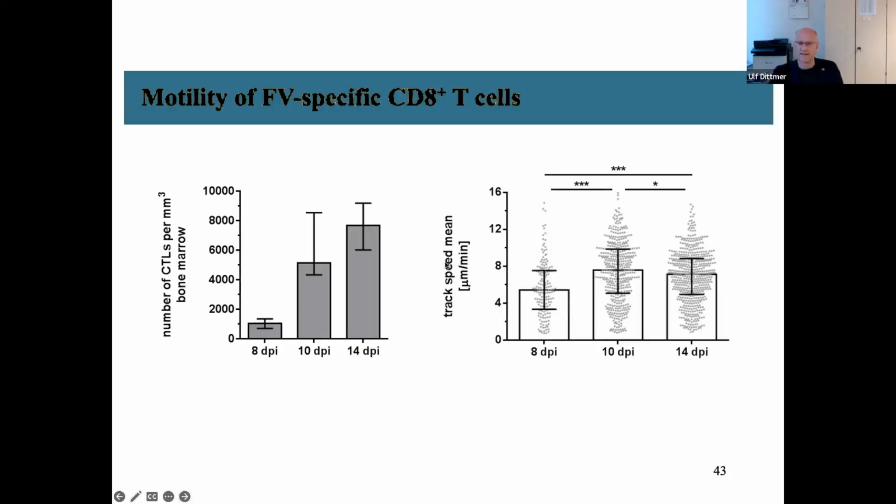However, when you look at their track speed, so how fast they run in the bone marrow, then you can see that the optimal time point is at 10 days post-infection, because at 8 days they have a reduced speed, or they are not so quick. And then at 14 days, they again have a reduced speed, because that's the time point when the Tregs are expanding and start to reduce their speed. And high speed is correlating with a lot of CTL activity. So at 10 days post-infection, we have the highest CTL activity by these CD8 cells, which then starts to be reduced because of Tregs at 14 days post-infection.